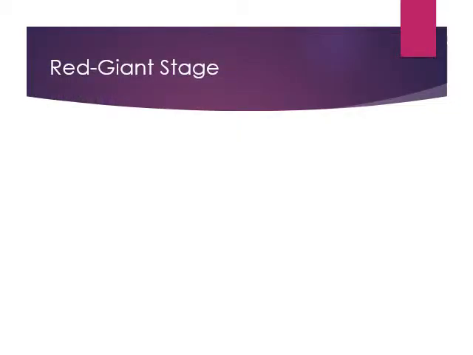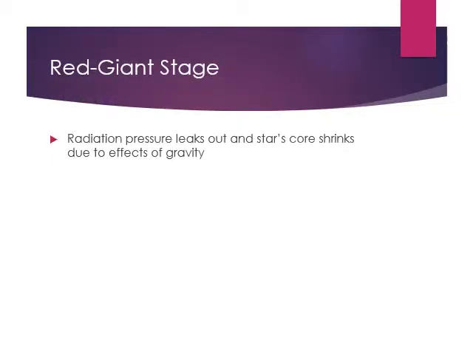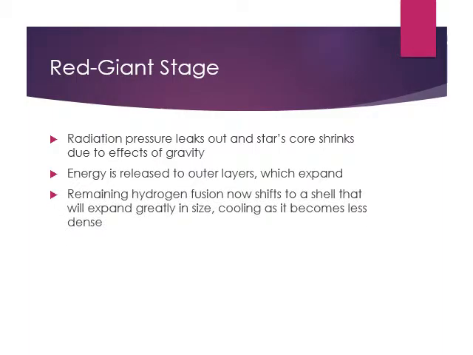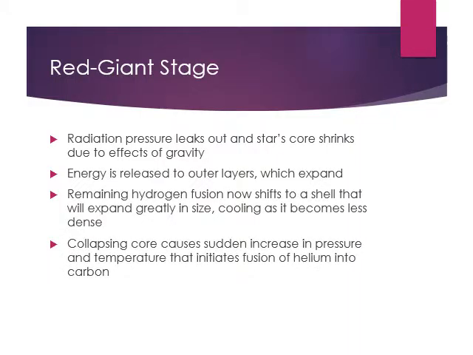Next comes the red giant stage. Radiation pressure leaks out and the star's core shrinks because of the effects of gravity. Energy is released to the outer layers, which expand, and they can expand enormously. The remaining hydrogen fusion now shifts to a shell that will expand greatly in size, cooling as it becomes less dense. A collapsing core causes a sudden increase in pressure and temperature that initiates fusion of helium into carbon.